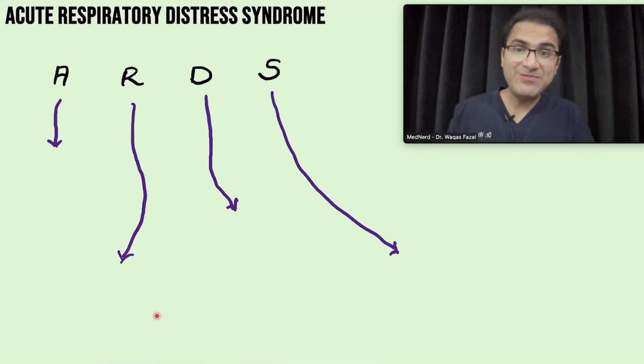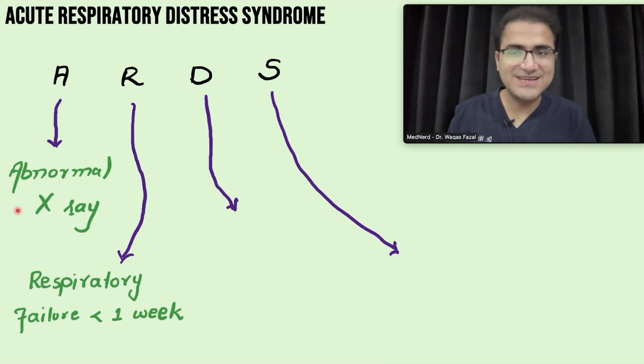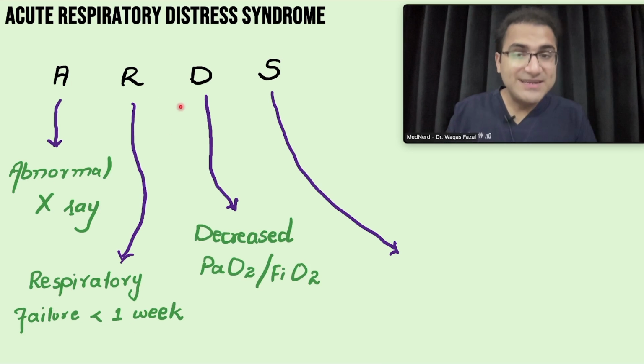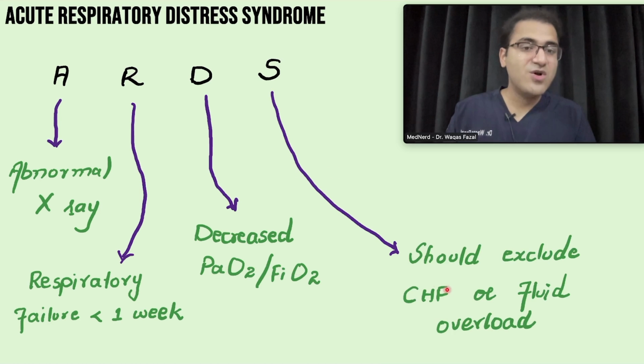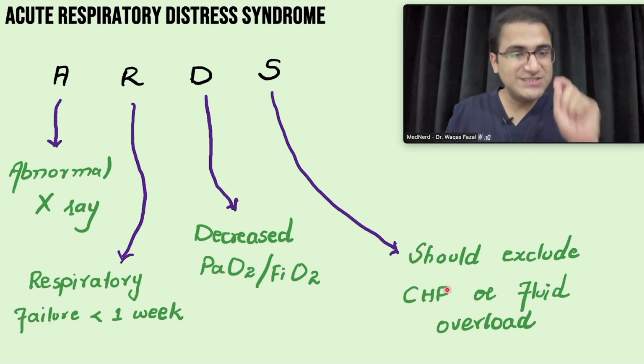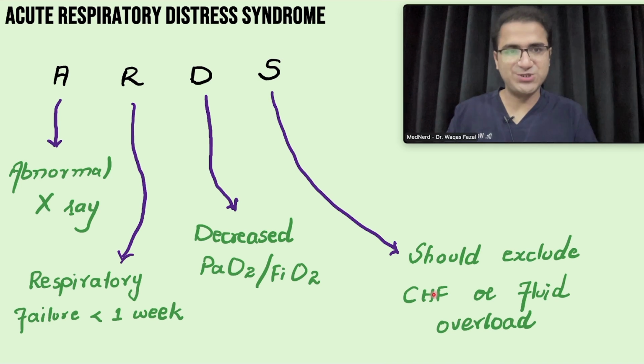It can be simply remembered with the mnemonic ARDS: A for abnormal X-ray, R for respiratory failure within a week, D for decreased partial pressure of arterial oxygen to FiO2 ratio, S for should always exclude CHF and fluid overload in these patients. So this is a mnemonic that you can use to remember the Berlin criteria.